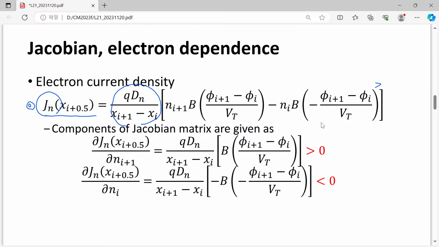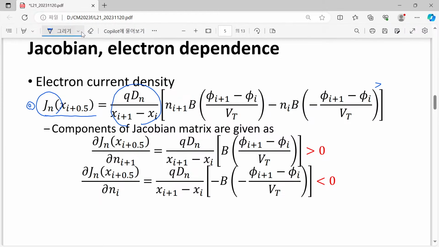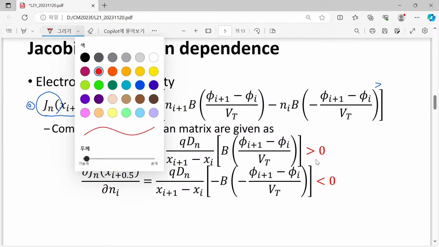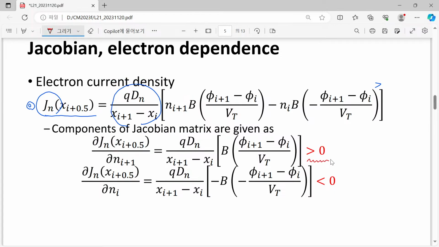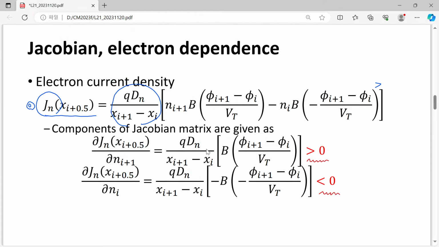please have a look at this part. Here we have a certain inequality. Here we have q times dn over delta x. Let's assume that this is a constant. Then here we have only a positive constant. Then here we have only one Bernoulli function.